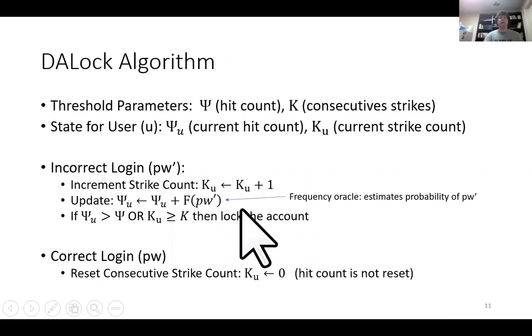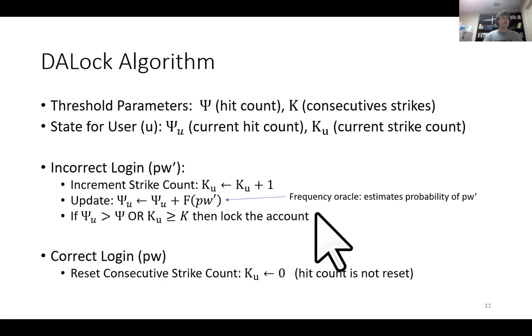More formally, the DALock mechanism works as follows. We have 2 thresholds, the hit count threshold, psi, and the consecutive strike count threshold, k. For each user u, we keep track of the current hit count, we'll call it psi u, and the current strike count, we'll call it ku. Whenever a user logs in with an incorrect password, we increment the consecutive strike count, ku, and we also update the hit count based on the estimated probability of the incorrect password, pw prime. So here we'll assume we have some frequency oracle, which gives us an estimate of this incorrect password guess.